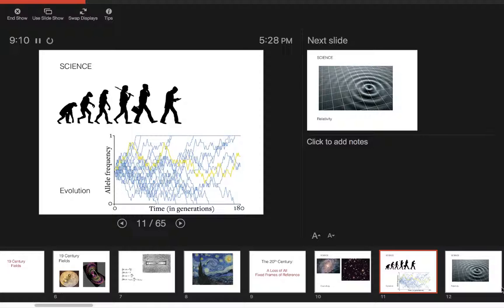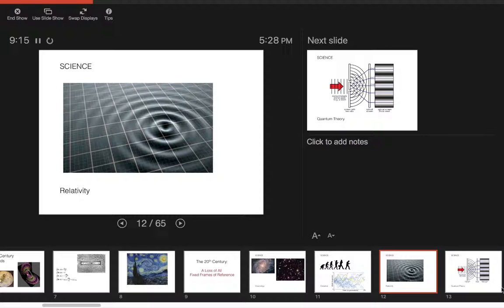In 1905 and 1915, we got Einstein's special and then general relativity, that there isn't any grid. There is no absolute space and time. It's in flux. The events that would be taking place in this time being ticked off by the universal clock are actually different for different observers who are in different frames of motion. So that was disconcerting.